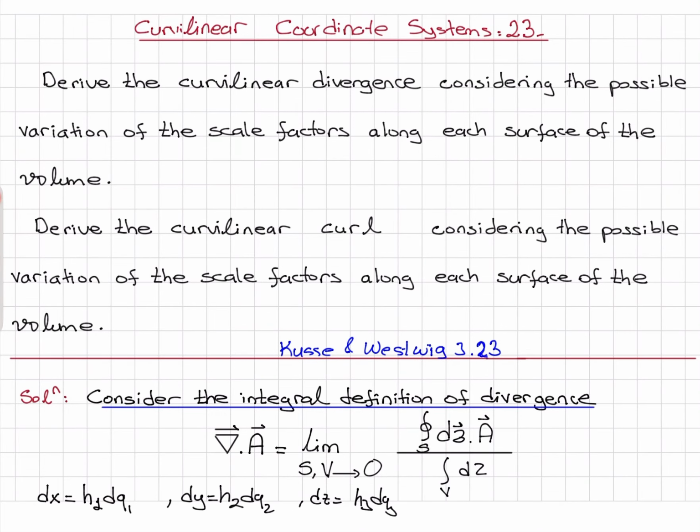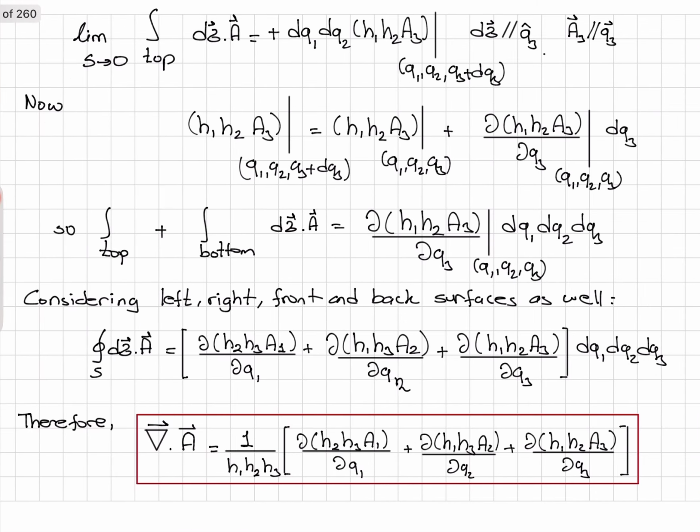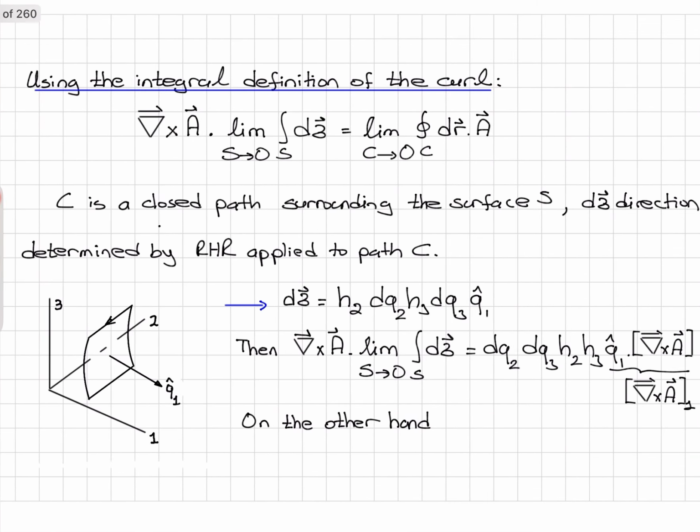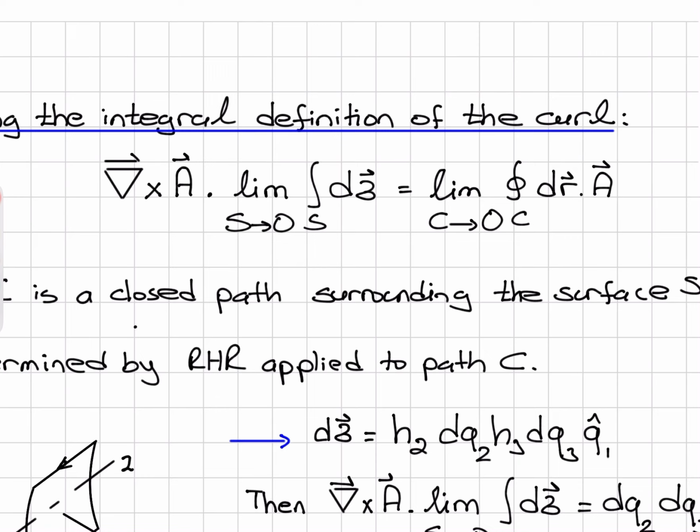Curvilinear coordinate systems 23. Now we're dealing with the second part of the problem. Derive the curvilinear curl considering the possible variation of the scale factors along each surface of the volume. In the first video, we talked about the divergence. Now, as for the curl, we can use the integral definition.